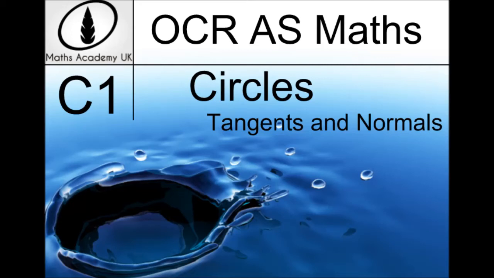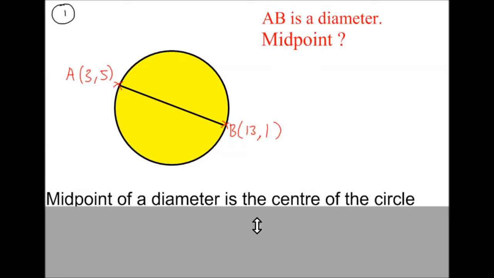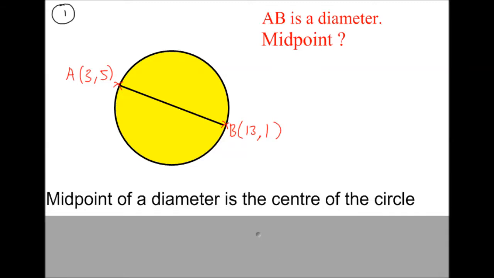Circles, tangents and normals. In this circle, the line segment AB has a midpoint which is the center of the circle.